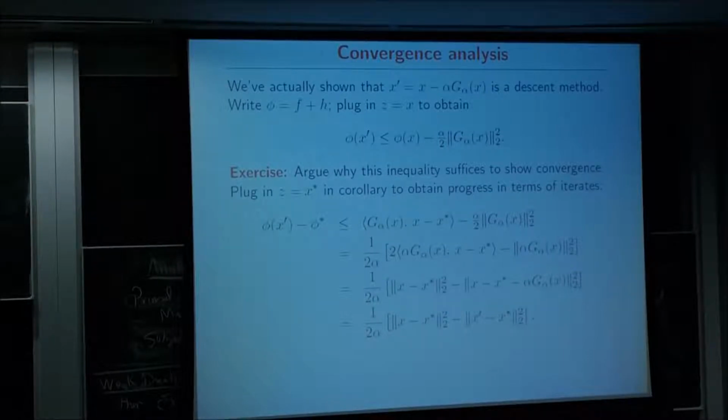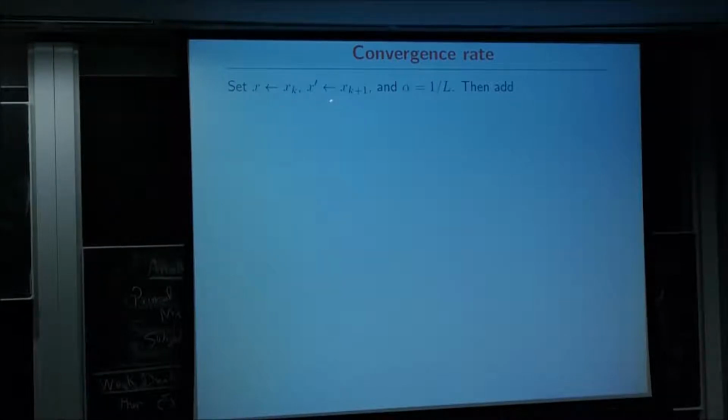So okay, after that, whenever you see positive quantity minus positive quantity, that raises your hopes that the analysis is over, because now for x prime, pick the new iterate. This is x prime.